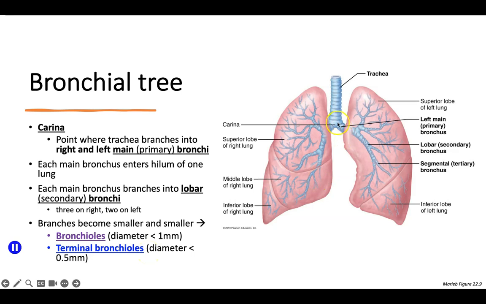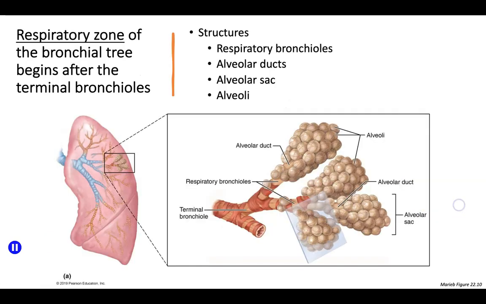So just to give you a rundown again, we have the trachea splitting at the carina into the primary or main bronchi, 2 of those, then splitting further into the secondary or lobar bronchi, 2 in the left, 3 in the right, and then splitting into the tertiary or segmental bronchi. From those, as they become smaller and smaller, splitting into bronchioles, and then finally terminal bronchioles. And that's the bronchial tree.